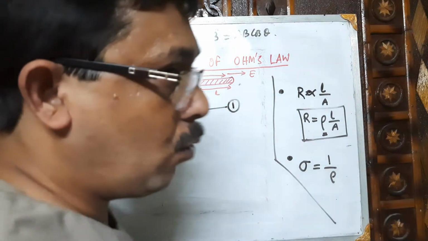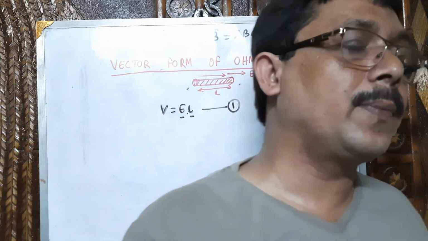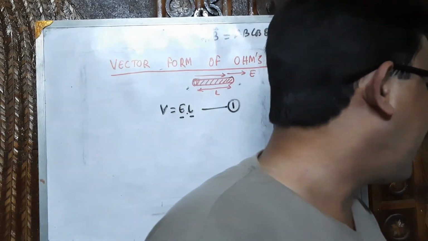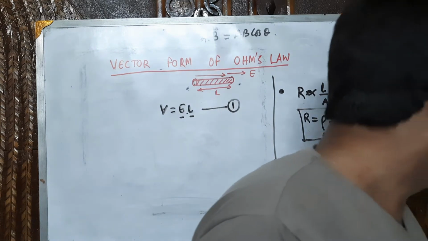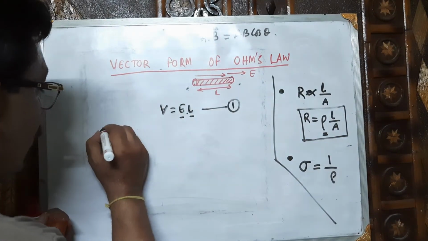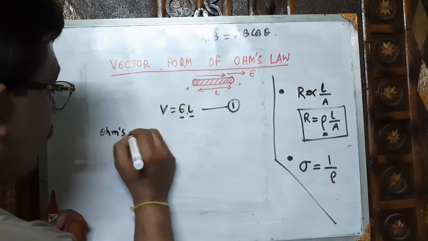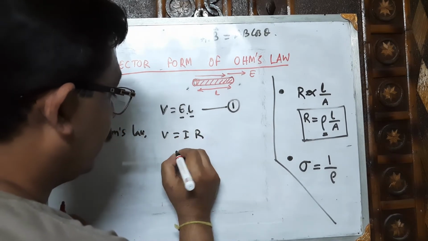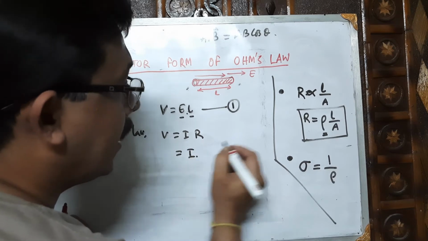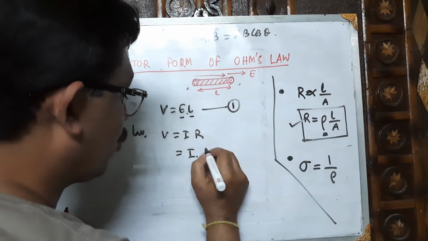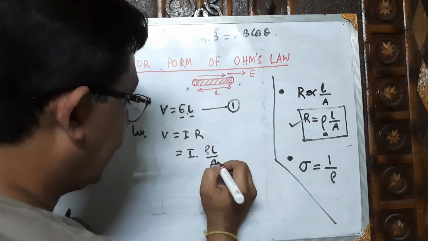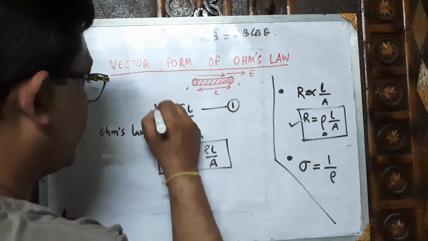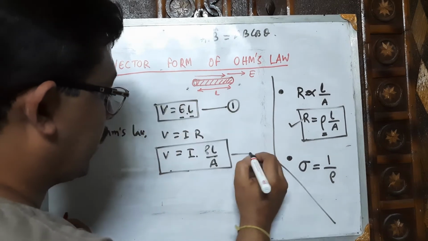Now what do we get from Ohm's law? In Ohm's law we get the relationship V equal to I into R. What does it mean? I is I, and R we can take as rho L by A. So this is also V. We got the expression of V in two different equations, 1 and 2.